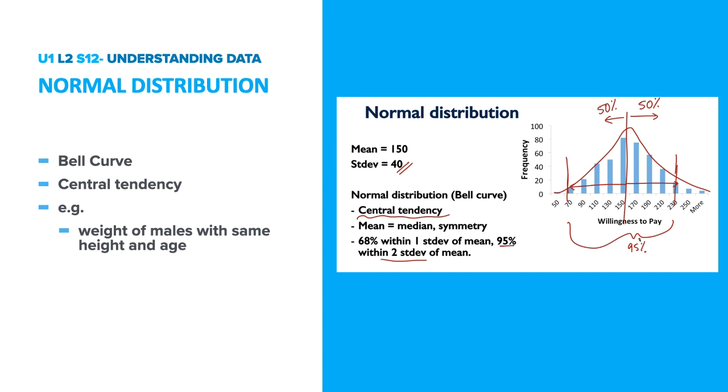So 150 plus minus 40, 68% of the data will fall within this. If I take two standard deviations of the mean, 95% of the data will fall in that, as you can see in the figure.